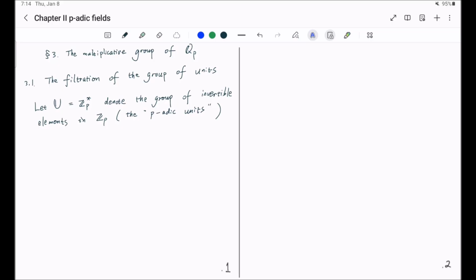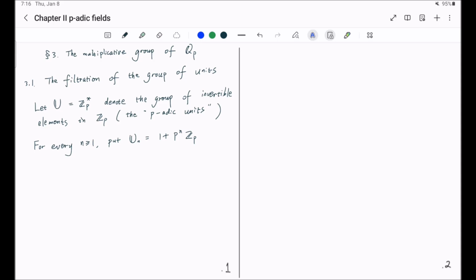In this section, we discuss the multiplicative subgroup of Q_p, the field of p-adic numbers. As before, let U denote the group of invertible elements in Z_p. The elements in U are also called the p-adic units. For every positive integer n, we put U_n to be 1 plus p to the power n times Z_p.